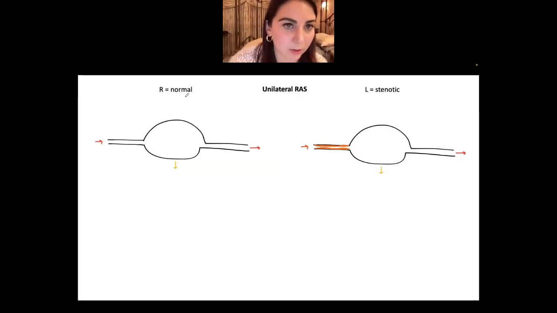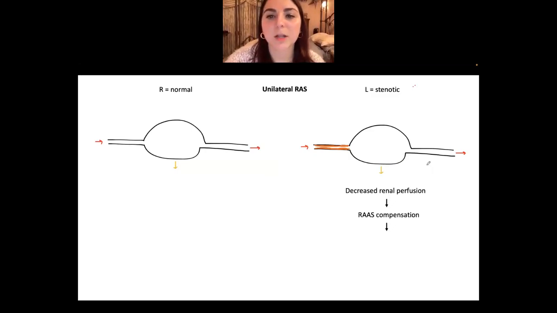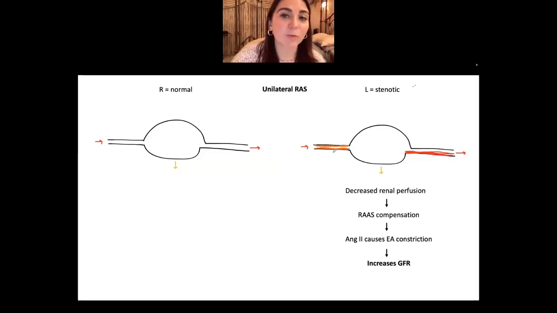Now, if I have unilateral renal artery stenosis, my right kidney is normal and looks great. My left renal artery is stenotic, so this is going to look like decreased renal perfusion. Our good friend RAAS kicks right in. Angiotensin 2 is going to vasoconstrict the efferent arteriole, which is actually going to increase your GFR. So even though renal blood flow goes down, you're still keeping GFR consistent because of angiotensin 2. So it's not always that bad. It's just not good in heart failure. But here it's good, because we're keeping GFR the same as it was without a stenotic renal artery.